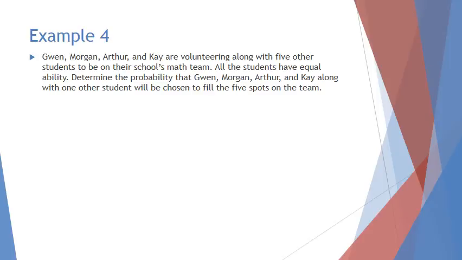Okay, again, let's determine if order matters or not. So if I have Gwen, Morgan, Arthur, Kay on the team, and one other, I'll put an O there. And then if I rearrange the letters, is that the same team or a different team? That would be the same team. So the order won't matter. Okay, so we know we're going to deal with a combination.